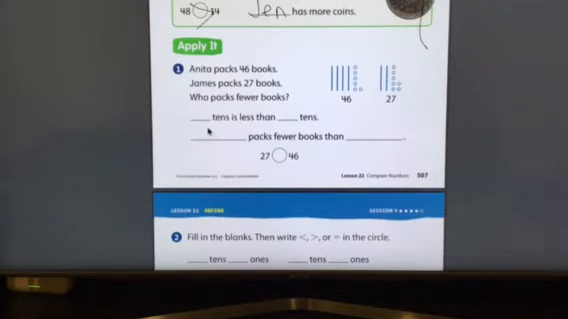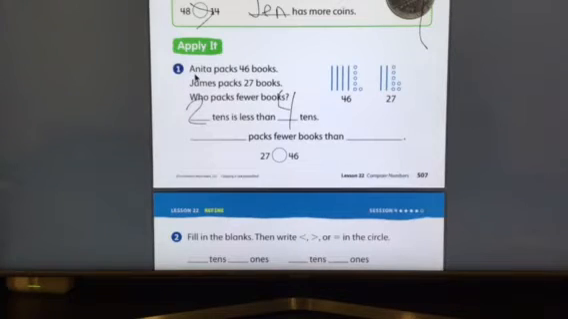So when you look over here at what they're asking, it says blank tens is less than blank tens. You can't go in the order that they have it because 4 tens is not less than 2 tens. So you have to make sure that you read this before you do it. On this line, it should say 2 tens is less than 4 tens because the 2 here is less than the 4 here. Then it says blank packs fewer books than blank.